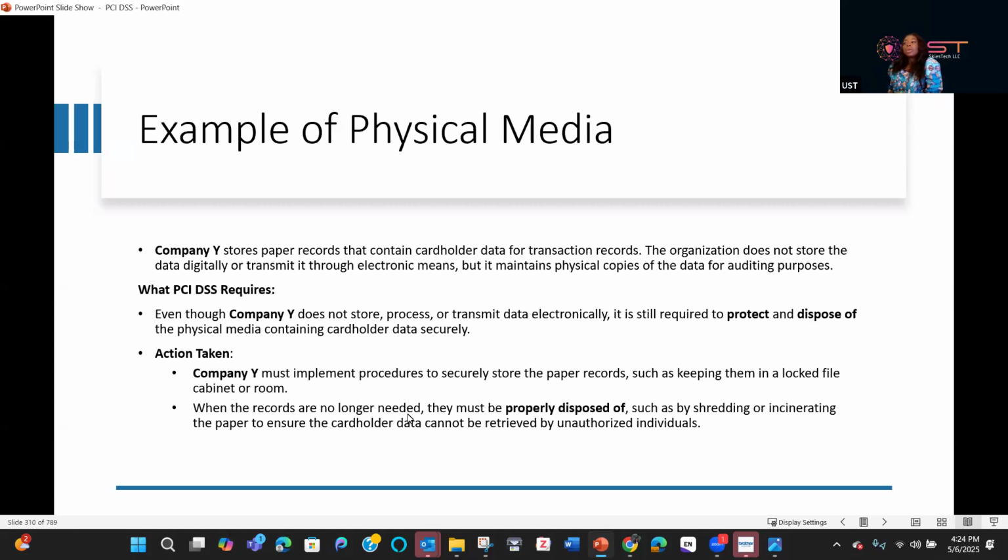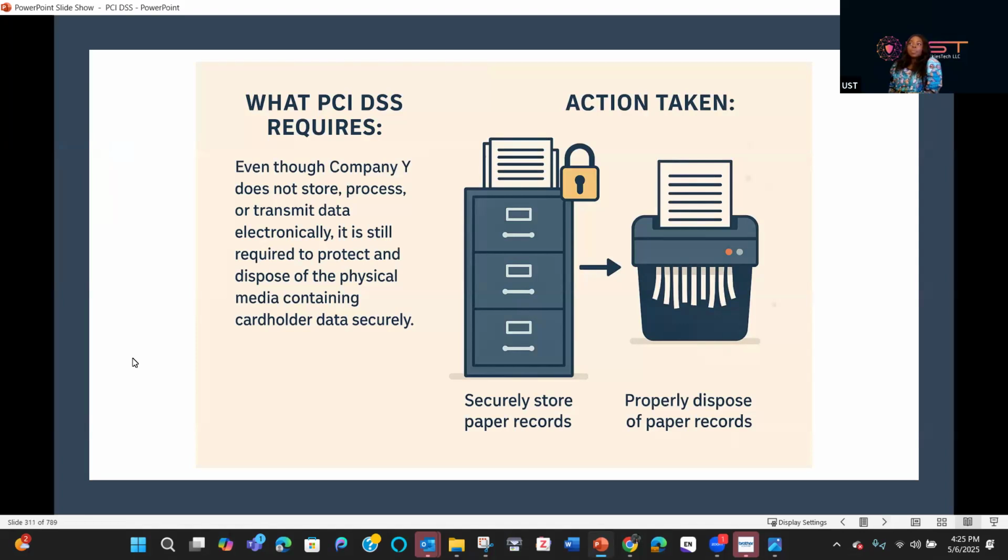When the records are no longer needed, they must be properly disposed of. And if you are storing it in physical storage, then you also need to specify your retention period. It's not just about logical, right? How long are you going to keep that? That's why they said that when those files are no longer needed, make sure that they are properly destroyed. That way it cannot be retrieved by unauthorized individuals. Do you see how powerful this thing is?